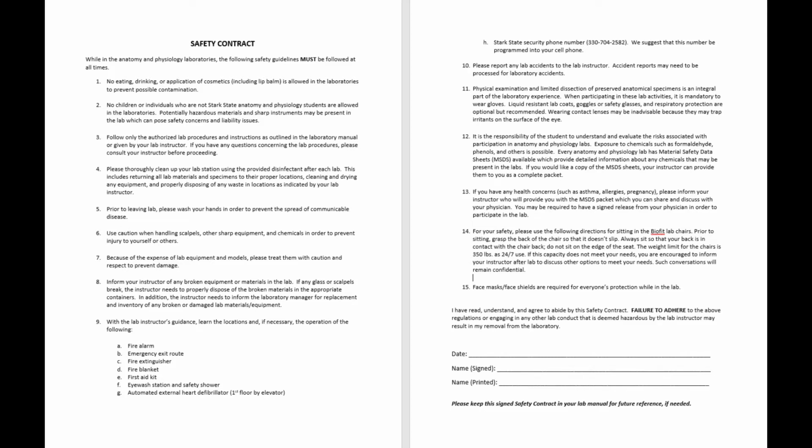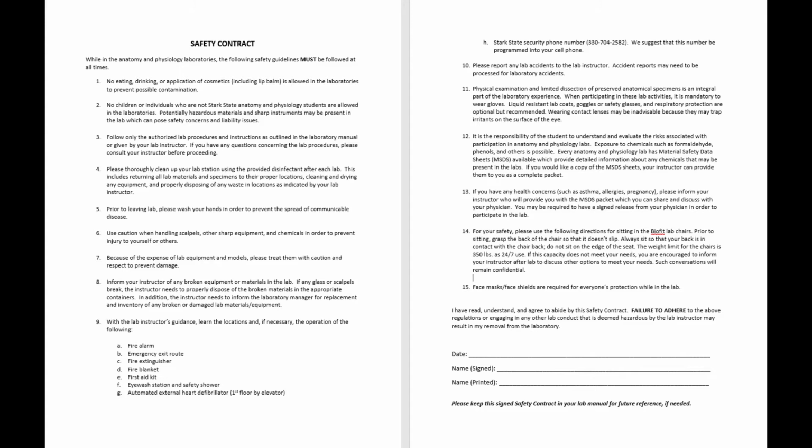11. Physical examination and limited dissection of the preserved anatomical specimens is an integral part of the laboratory experience. When participating in these lab activities, it is mandatory to wear gloves. Liquid-resistant lab coats, goggles, or safety glasses, and respiratory protection are optional but recommended. Wearing contact lenses may be inadvisable because they may trap irritants on the surface of the eye.